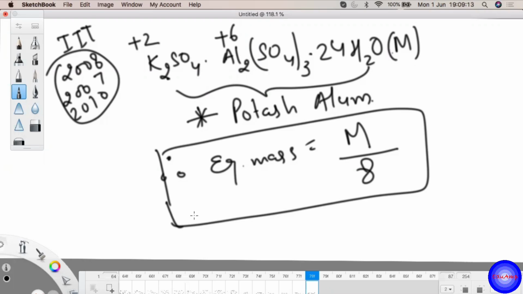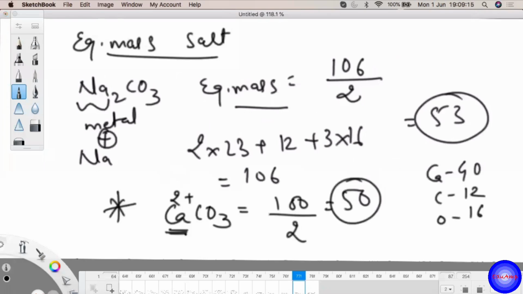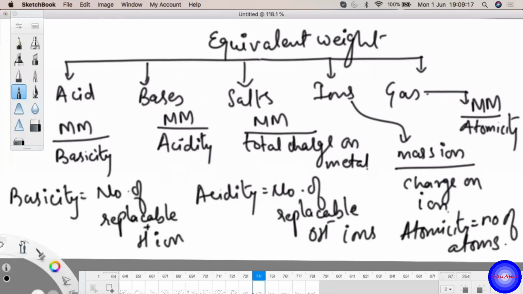Okay, so class, we have calculated equivalent mass up to salts. In the next session, if we continue, we will start with equivalent weight of ions and then gases and then other topics. So Mukesh, I have again shared the screen with you. Kindly note all the points you want to note.